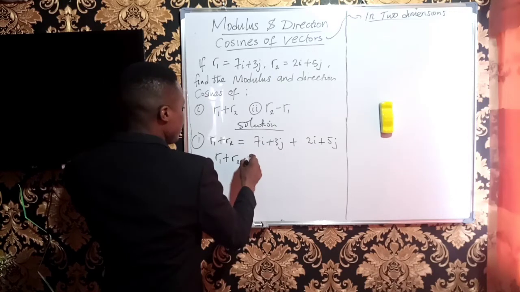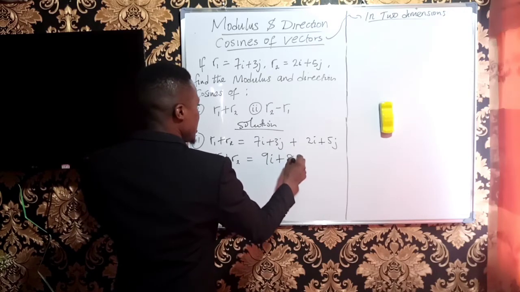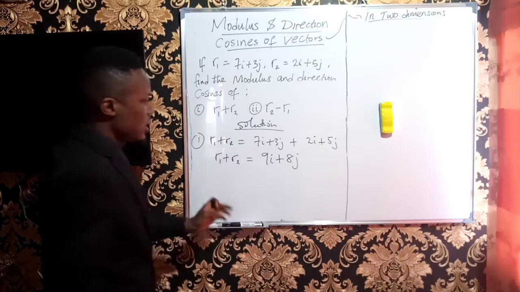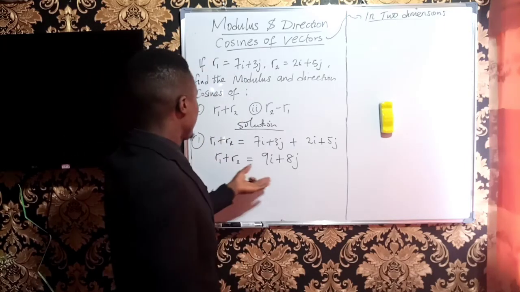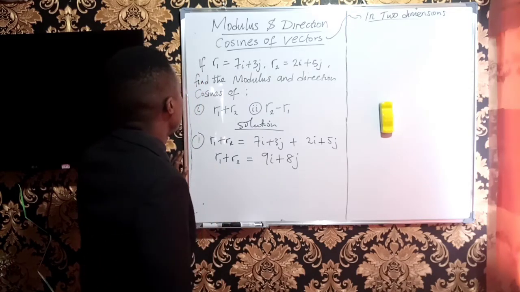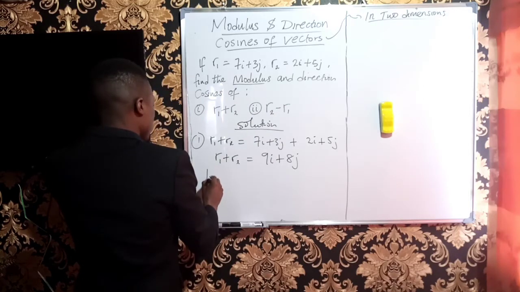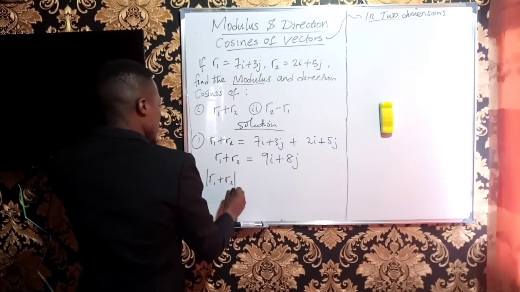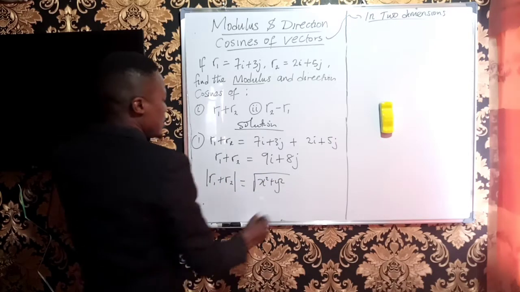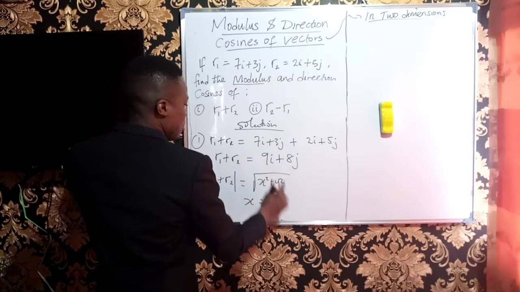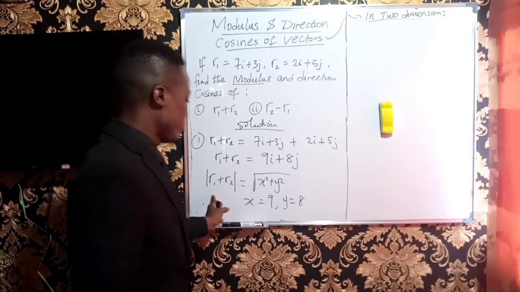7i plus 2i will give us 9i. 3j plus 5j will give us 8j. You see how I arrange it accordingly. Okay, now we've found r1 plus r2. Then let us get the modulus, because they talked about modulus and direction cosine. So the modulus of r1 plus r2 is the square root of x squared plus y squared. And my x is equal to 9 this time around, and my y is equal to 8. So I'm going to plug them in here to get the required value.